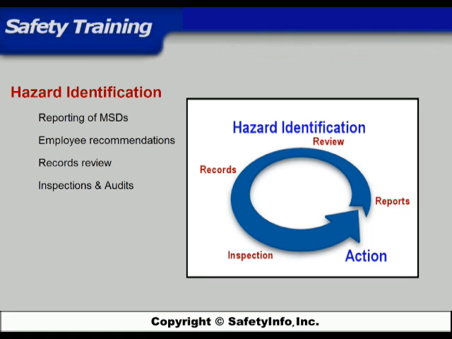Hazard identification is the second section of the program. This section involves reporting of musculoskeletal disorder signs, symptoms, and hazards, recommendations from employees and supervisors, record review of existing safety and health records, and routine facility safety and health inspections.